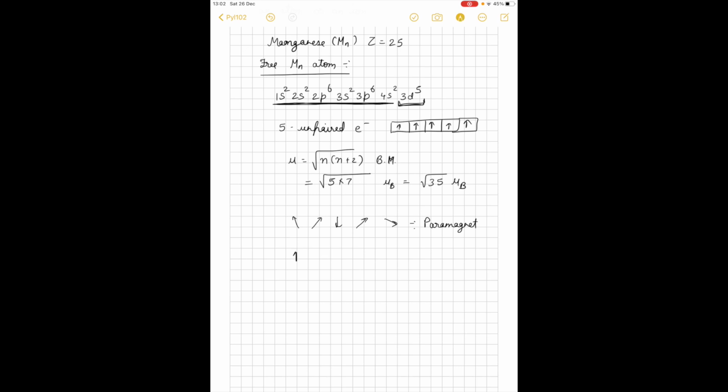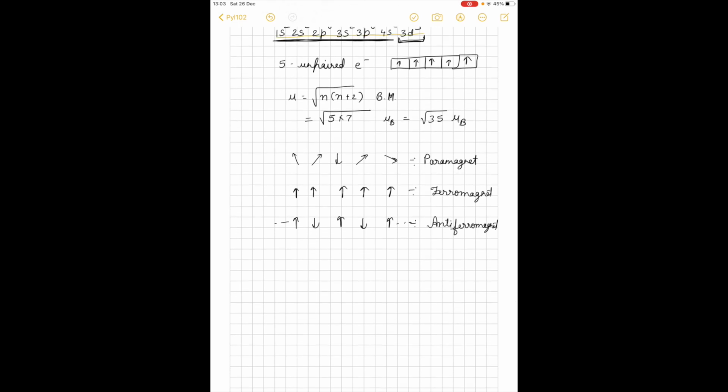Then there is another category where, let's say, spins are pointing in one direction. So it's parallel. It's called a ferromagnet. Like previously we had paraelectric and ferroelectric, it's in a similar way. The fourth one you can think of is when one spin is up, one spin is down, and so on. So this kind of thing is called an antiferromagnet.